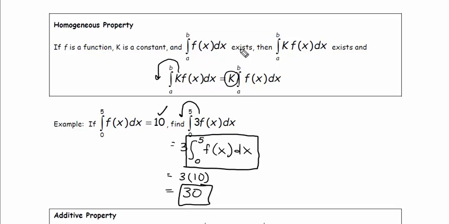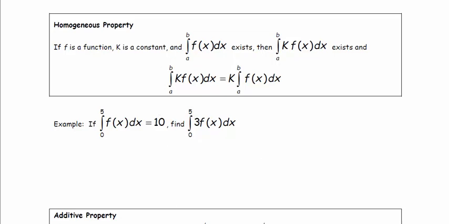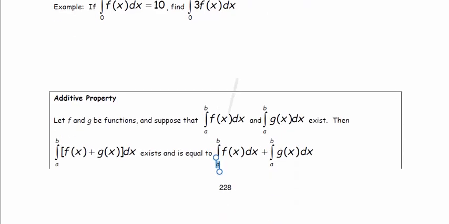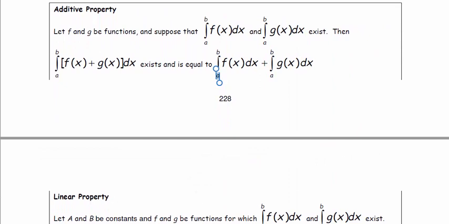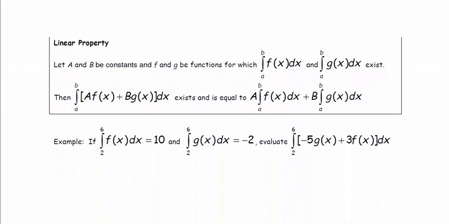Alright, so hopefully you didn't think that was too bad. I don't think these are too bad, because bringing a constant out in front isn't something that we are too unfamiliar with. Alright, so let's move on to the additive property here. I'll bring that up here. So the additive property is just saying that you can add two integrals together. So I will read that to you at some point, but not right now.